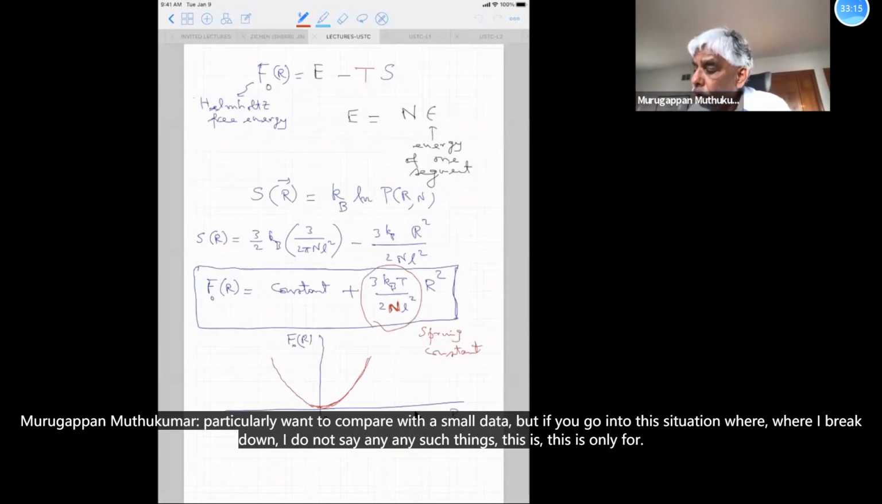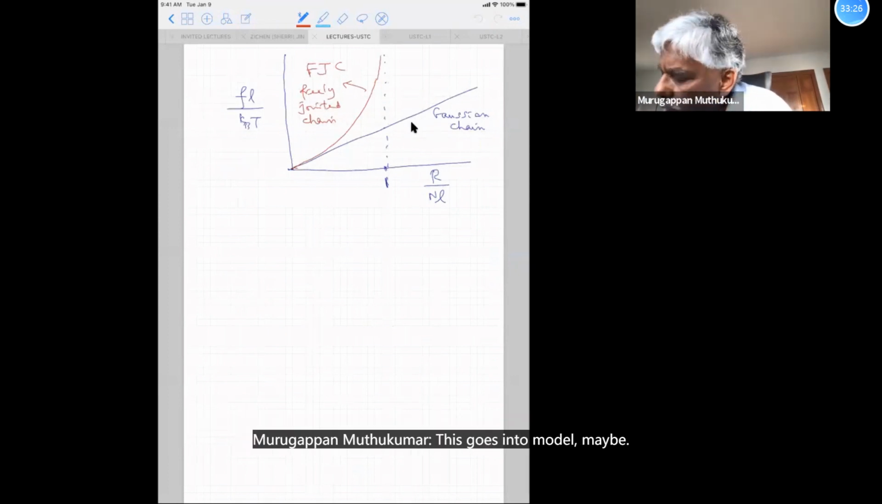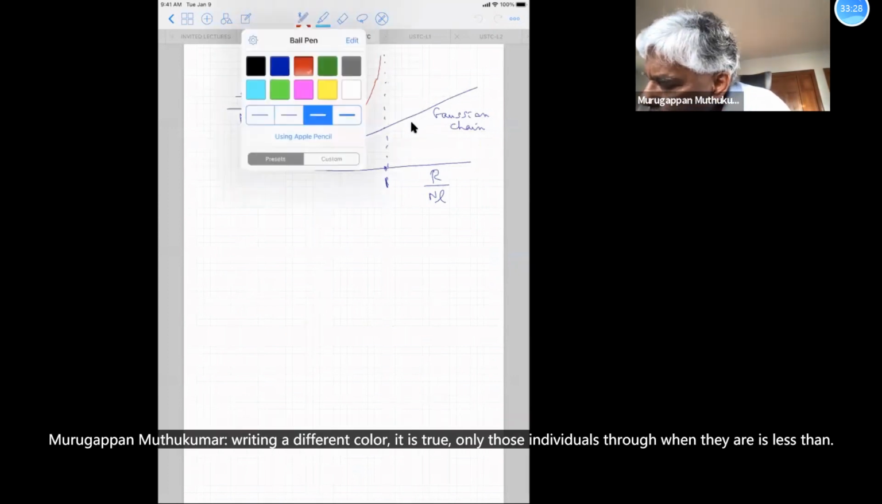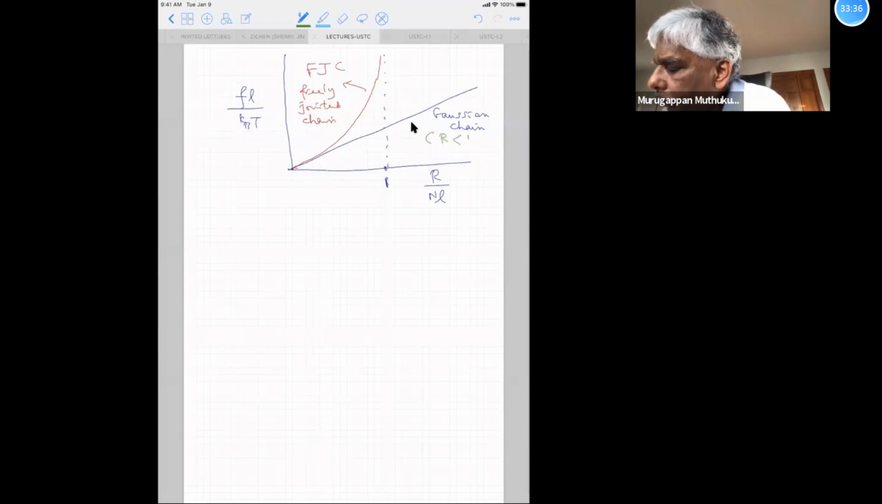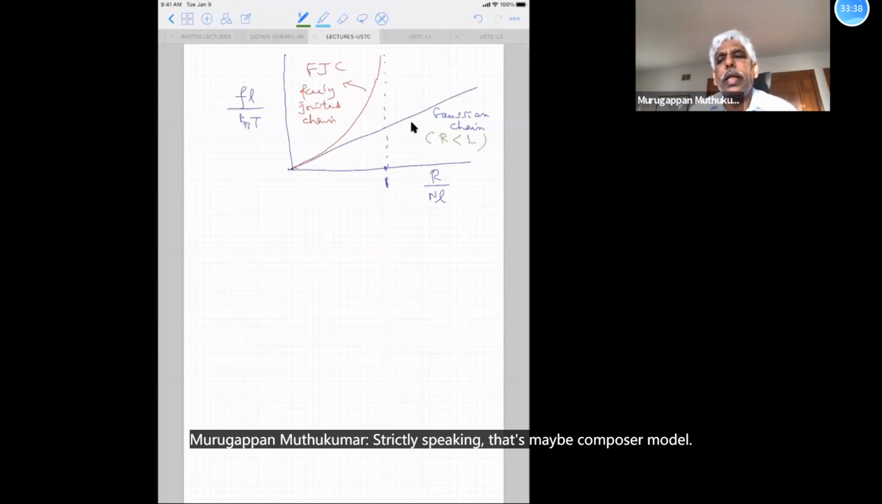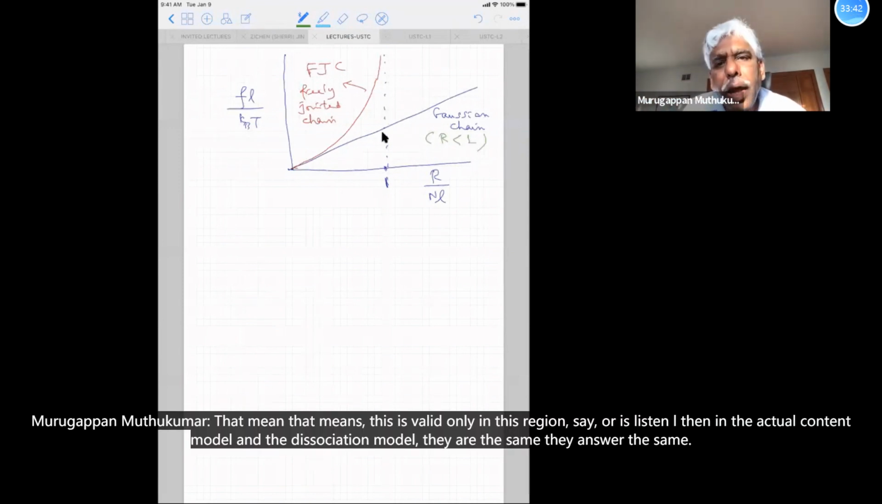But if you go into the situation where I break down, I do not say any such things. This is only for this Gaussian chain model. Maybe I'll write in a different color. The Gaussian chain model is true only when R is less than L. Strictly speaking, that's the way we compose our model. That means this is valid only in this region, where R is less than L.